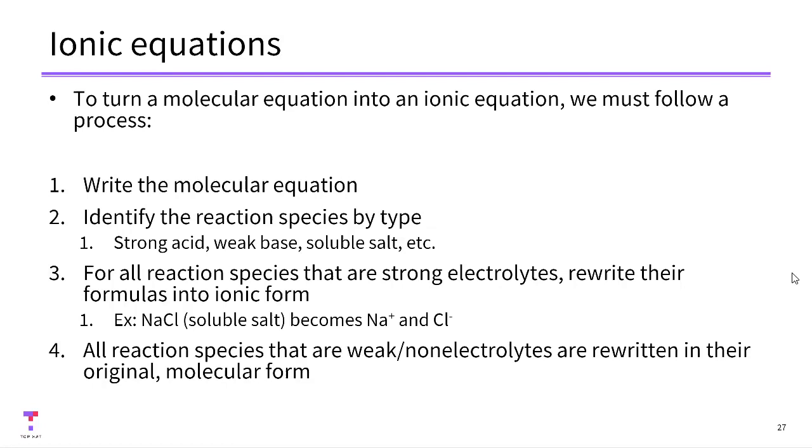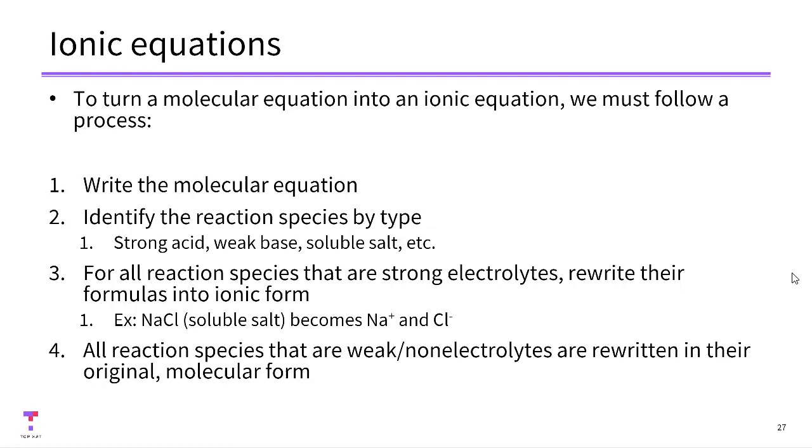This is exactly what you had to do in assignment 5-1. This substance is a soluble salt. This substance is a strong acid. This substance is a weak base. So on and so on. Steps 3 and 4 kind of go together. If a substance is identified as a strong electrolyte, meaning that it's a strong acid, a strong base, or a soluble salt, we know that it's going to split apart in solution. It's going to break apart into individual ions.